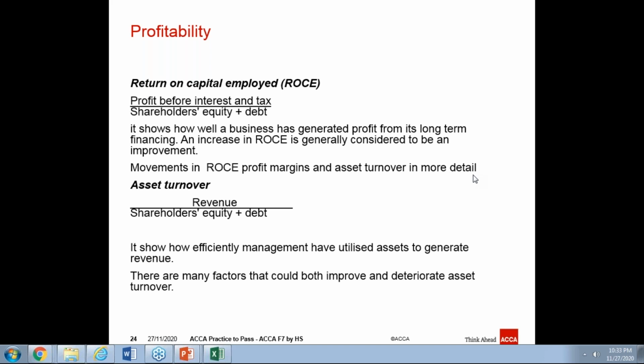But from the exam point of view, you have to use the formula of total equity plus non-current liability that includes interest-bearing debt only for the calculation of capital employed. Okay.